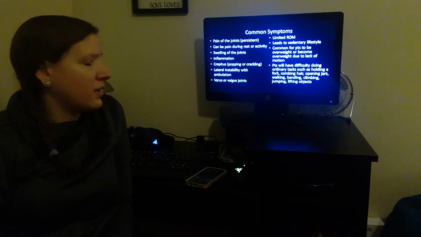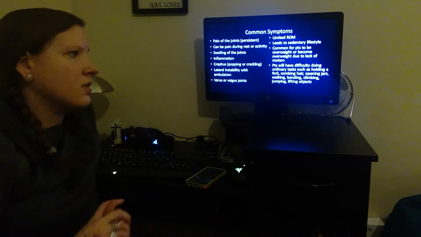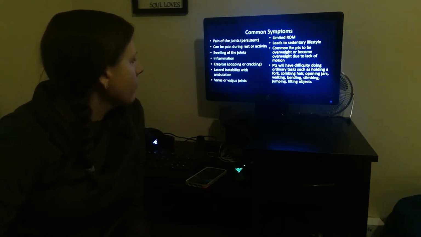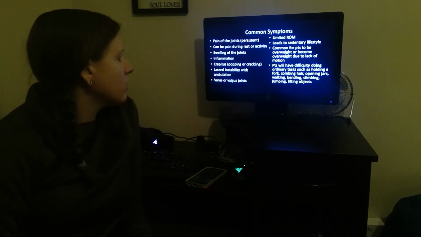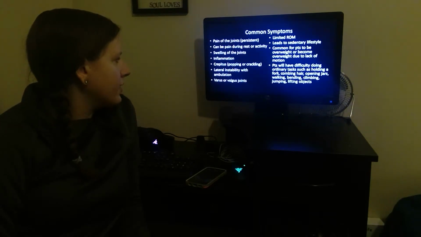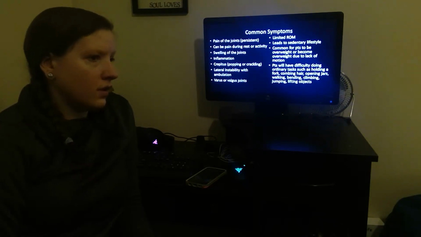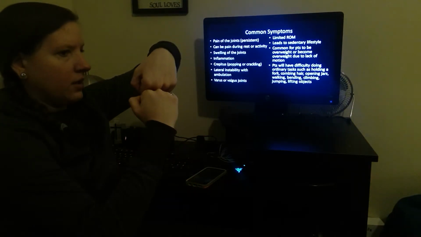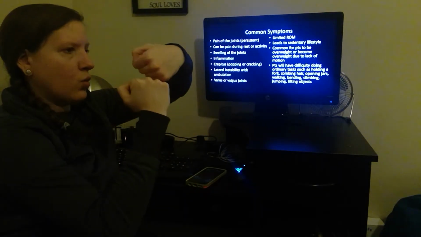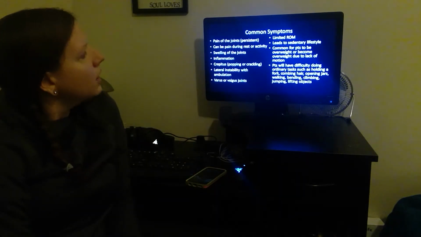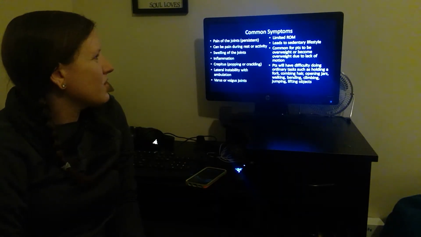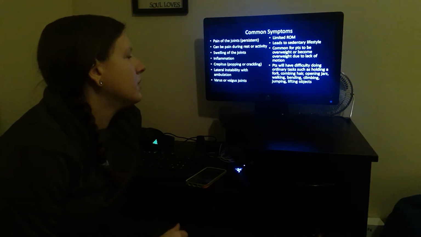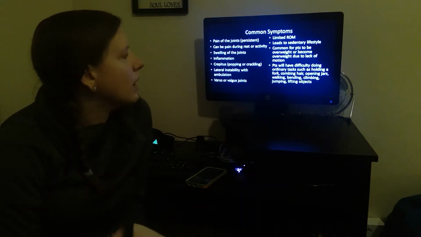Lateral instability with ambulation, so a person might experience instability on their feet or loss of balance. And with the bone structure, it can cause varus or valgus joints, so the joint structure might pull in one direction or the other. With this, common symptoms might be limited range of motion due to tightness and swelling of the muscles that surround that joint.